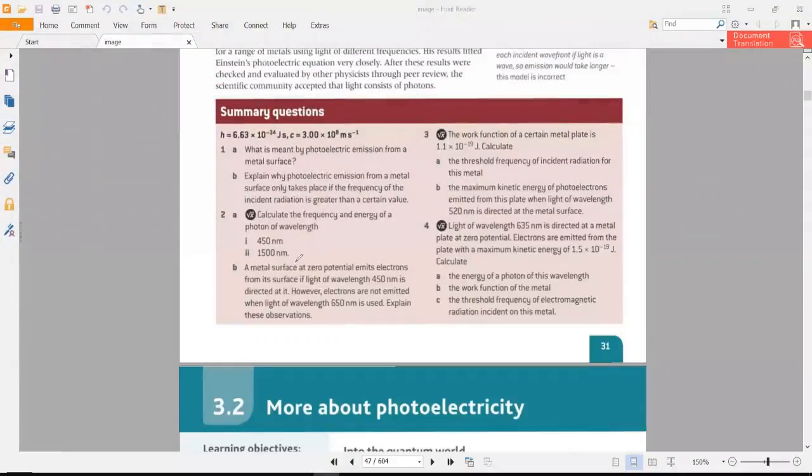That means that 450 nanometers is more than the threshold frequency. It is wavelength, so you need to convert it into frequency. You will write it like that.